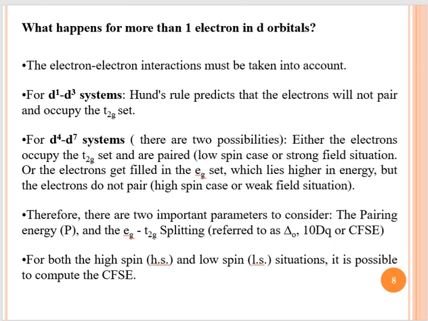The first case, in which pairing occurs first, happens in the low spin or strong field situation, and the second case happens in the high spin or weak field situation. So the two important factors which we have to consider are pairing energy and Eg T2g splitting, which is referred to as delta O, 10 Dq or CFSE. For both the high spin and low spin situations, we can compute the CFSE.